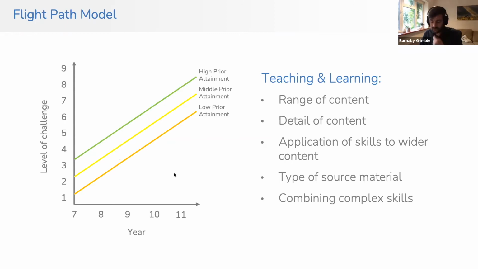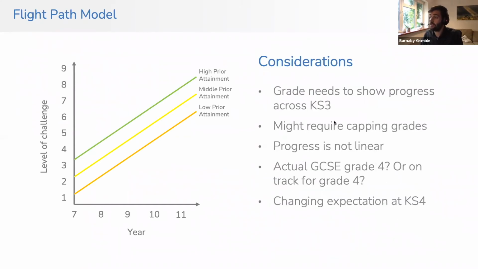Again, it's not insurmountable, but some of the considerations that we'd need to have are that the grades always need to show progress across Key Stage 3. You might need to cap the grades if you use this model. You have to consider how to handle non-linear progress in different subjects. And also, when you're communicating with parents, do you say that this is an actual grade 4, or are they on track for a grade 4? I'm going to come back to this in a bit after I've shown you the tracker on how we can track this. And the final thing is changing expectation at Key Stage 4.